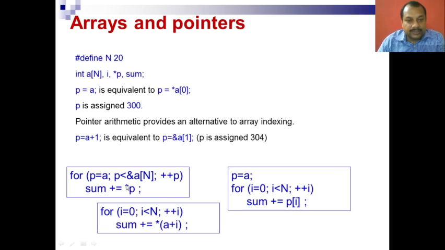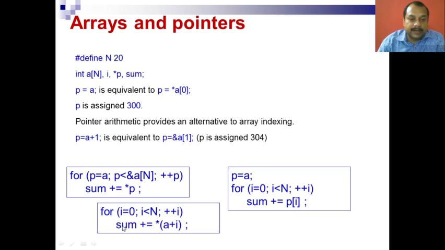Okay, so star p, as you understand, will give me the content, and since it is incremented with plus plus, p will keep on incrementing. Now another representation is p equals a, where I am copying the address. Then for i equals 0, i less than n, plus plus i, sum plus equals p[i]. This is also valid, and it is similar to writing a[i] here. But since I have copied a to p, I can also write it this way.